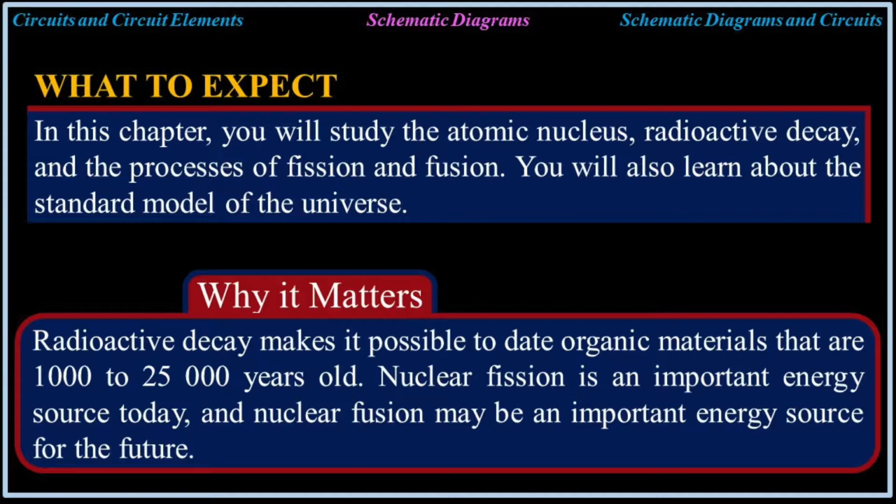What to expect? In this chapter, you will study the atomic nucleus, radioactive decay, and the process of fission and fusion. You will also learn about the standard model of the universe. Why it matters: radioactive decay makes it possible to date organic materials that are 1,000 to 25,000 years old. Nuclear fission is an important energy source today, and nuclear fusion may be an important energy source for the future.